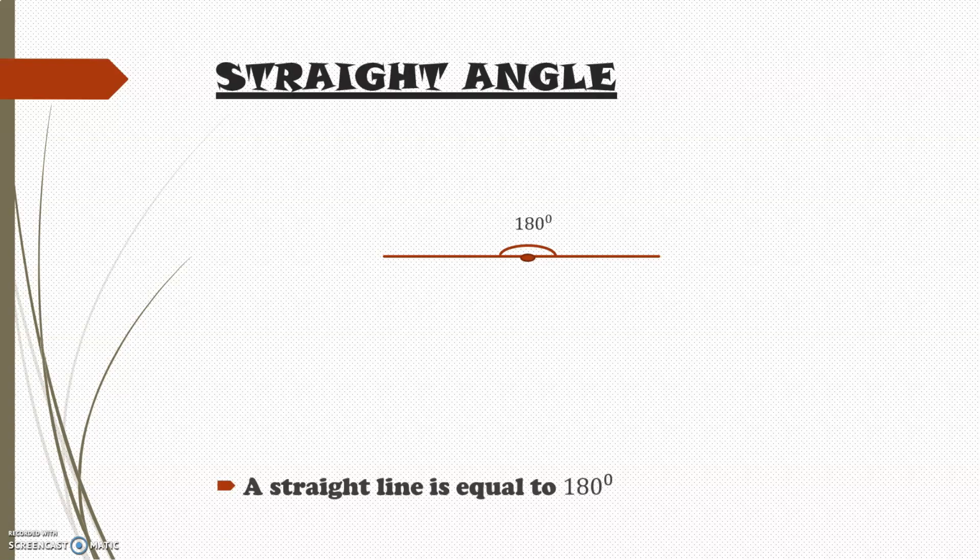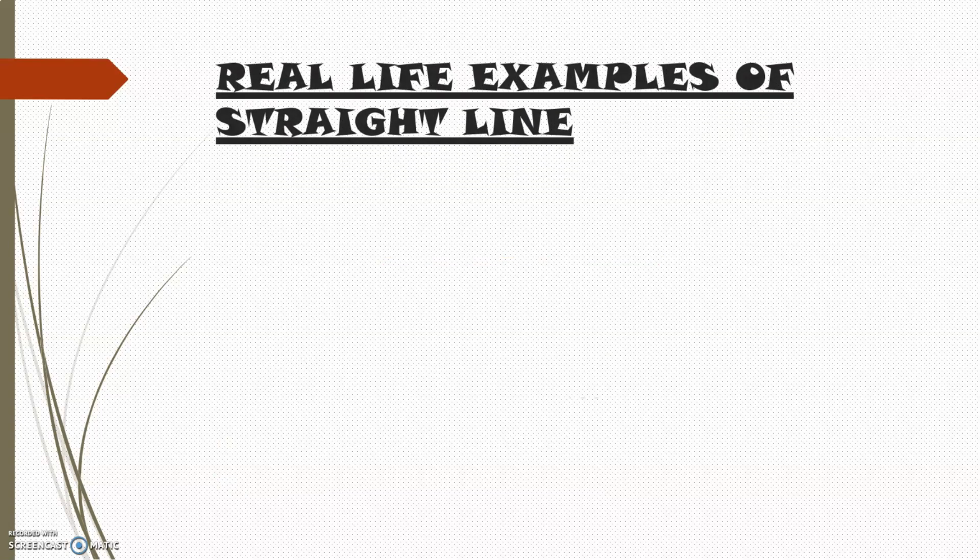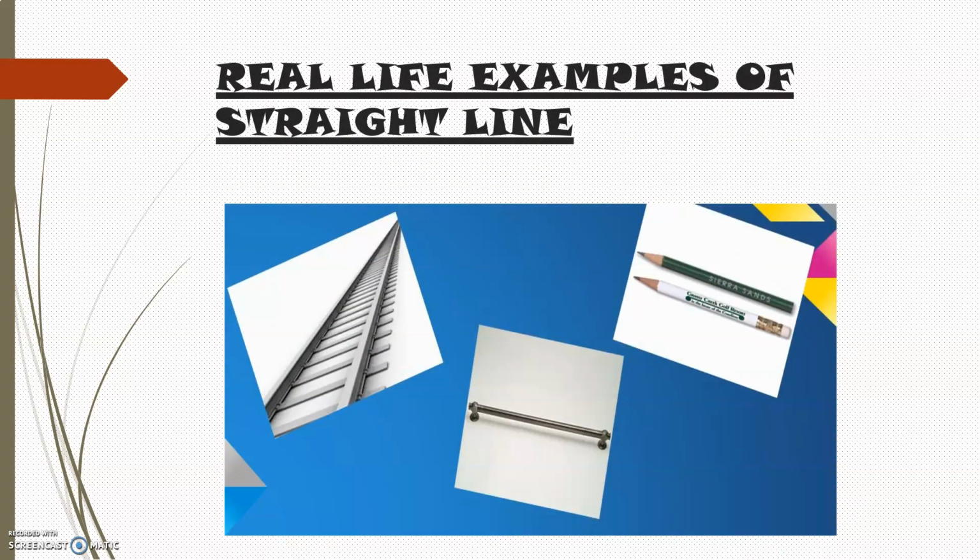So next is the angle which is in a straight line, which is 180 degrees. A straight line is equal to 180 degrees. Okay, and here are some examples of the straight line: the railway track, the straight pipe and the pencil, which we use in day-to-day life.